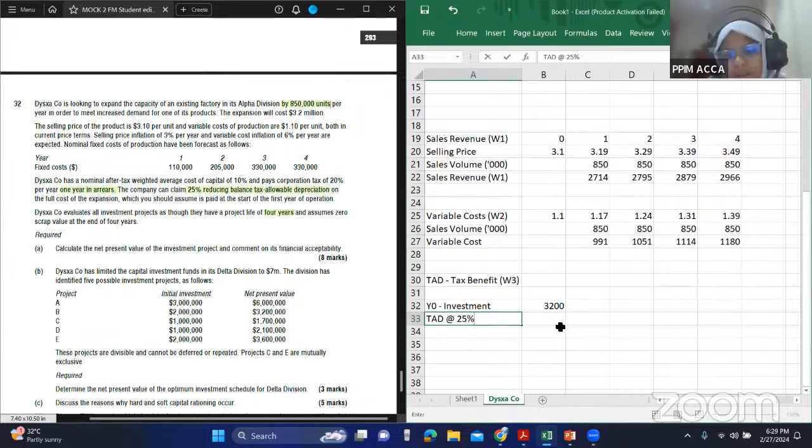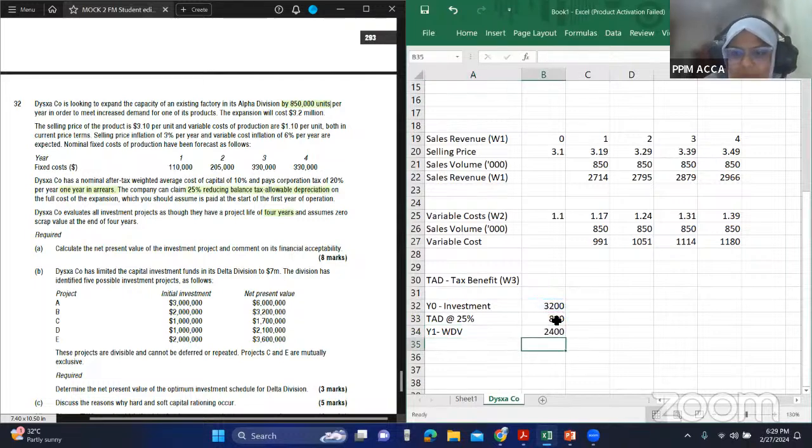Okay? So 25% of the investment you can claim. So that is 25% of 3,200, which is 800. You can claim it as tax allowable depreciation. Okay, so this is basically like a kind of depreciation. So in the end of the year, so year 1 basically, we call a written down value. That will be 3,200 minus this tax allowable depreciation.